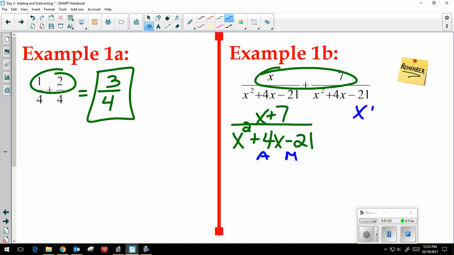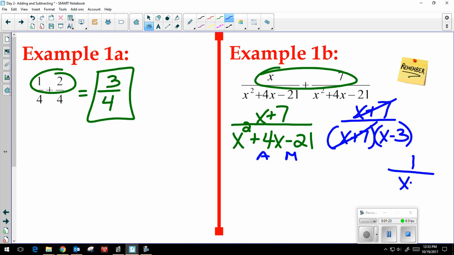So it becomes x plus 7 in my numerator, that stays, and my denominator is going to become x plus 7 times x minus 3. And now if you notice, my numerator and denominator have a common factor. So I have to simplify. So I'm left with 1 over x minus 3. There is a separate video on simplifying rational expressions if you want to take a look at that to review how to simplify rational expressions.